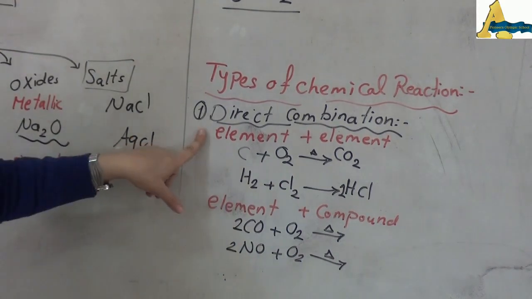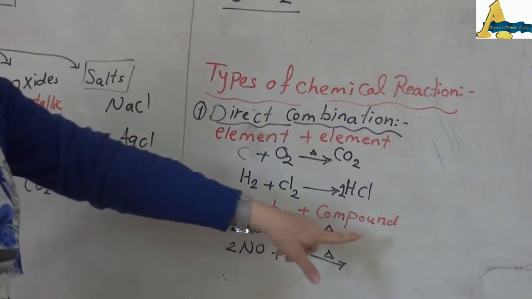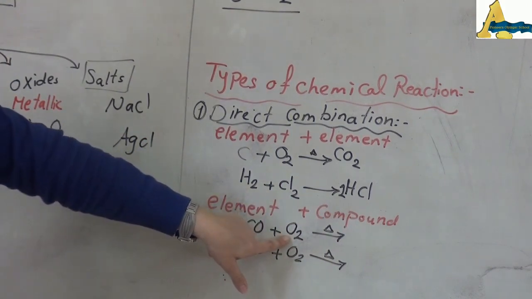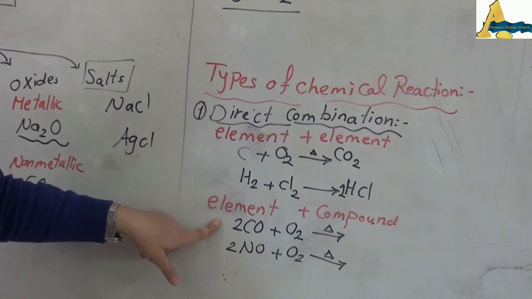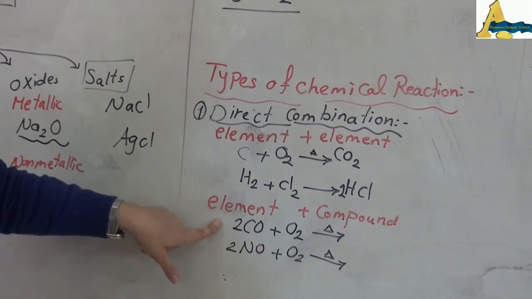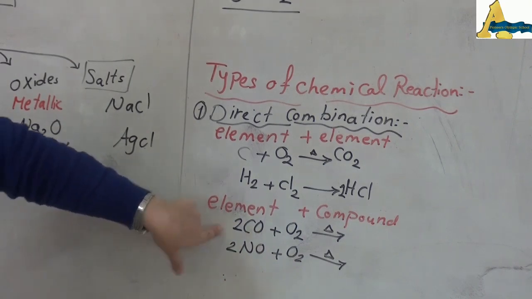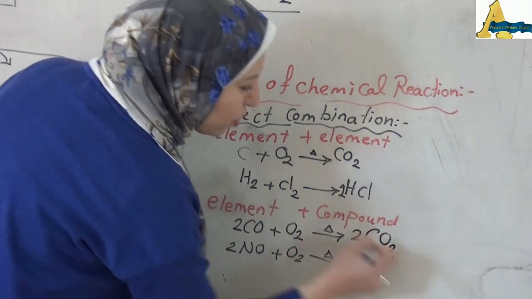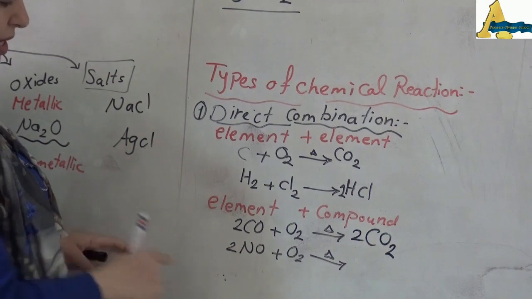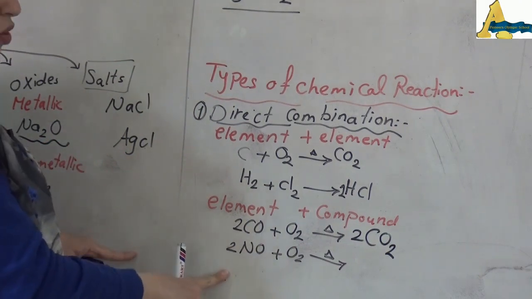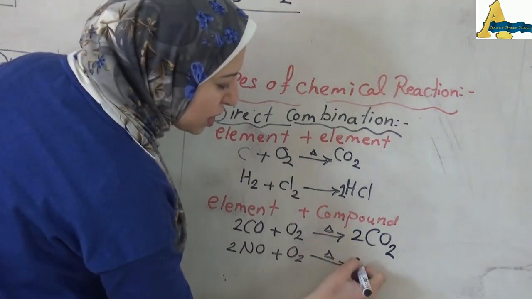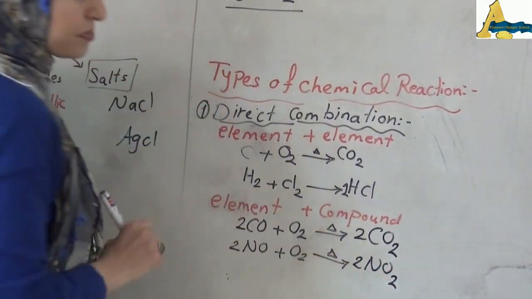Another type of direct combination is element plus compound. Here the element is oxygen, and the compound in the first example is carbon monoxide. So if I have carbon monoxide plus oxygen, it will form 2CO2, which means carbon dioxide. The second example, 2NO, nitrogen monoxide, is going to react with oxygen to form 2NO2.